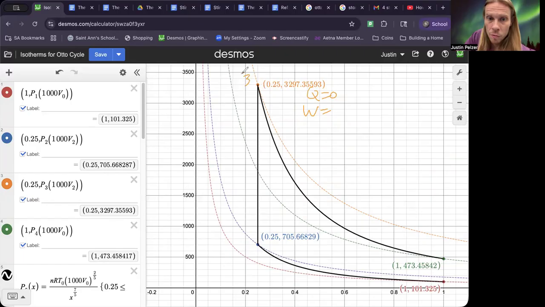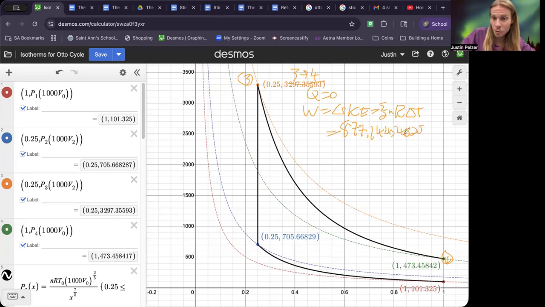This is now process 3 to process 4. I'll just write it like process 3 to 4. That's how we're going to write it. We should get that this is, again, 5 halves nR delta T, same n, because we have the same number of moles, 0.04133. If we calculate that, you should get that equals 877.1445462 joules. Right? There we go. We want that number.